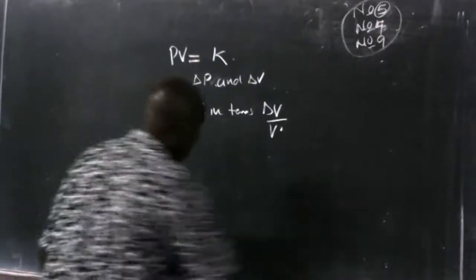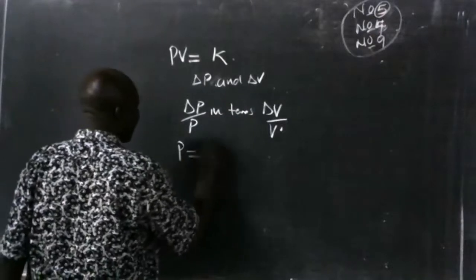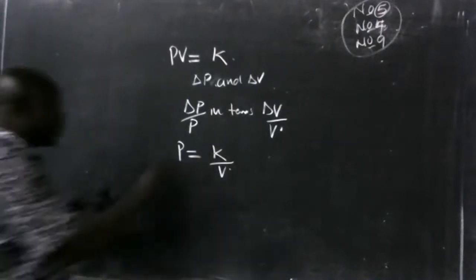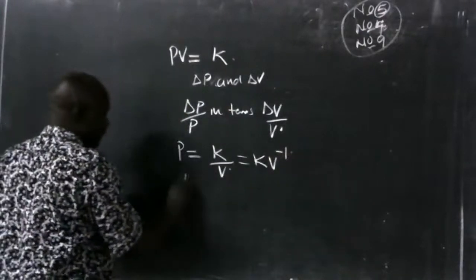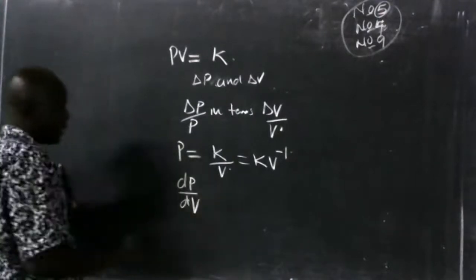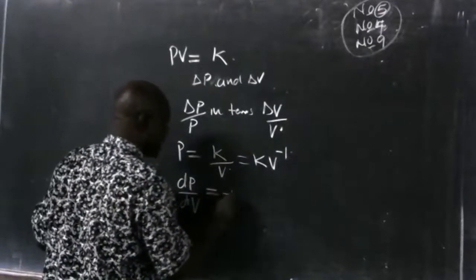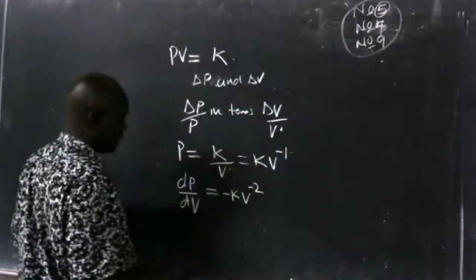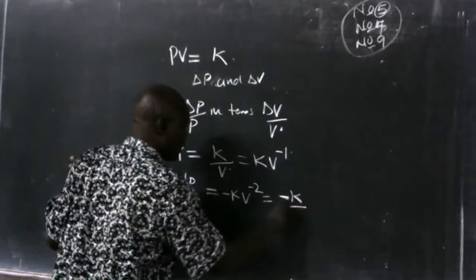So here P is equal to K over V, which is equal to K V power negative 1. So the derivative of P with respect to V is equal to negative K V power negative 2, which is equal to negative K over V squared.